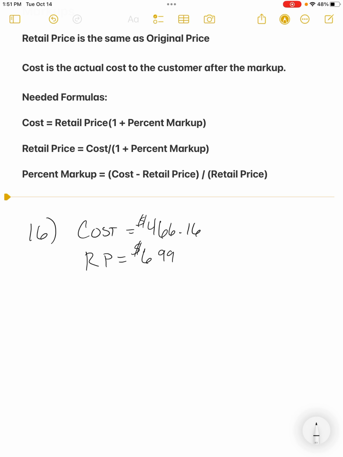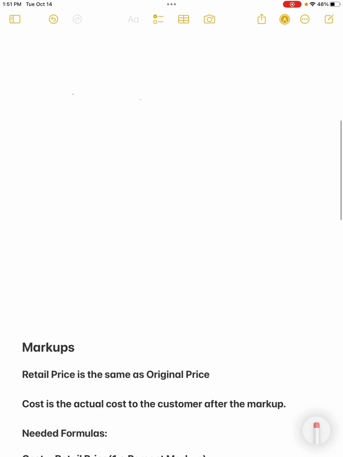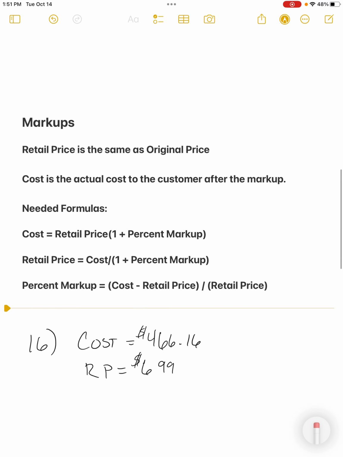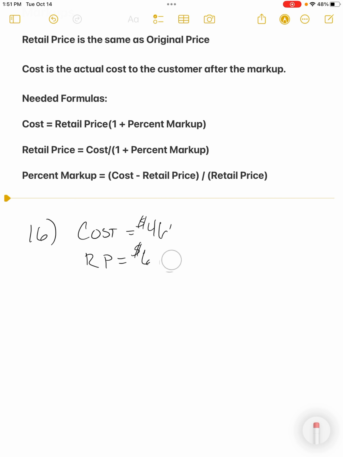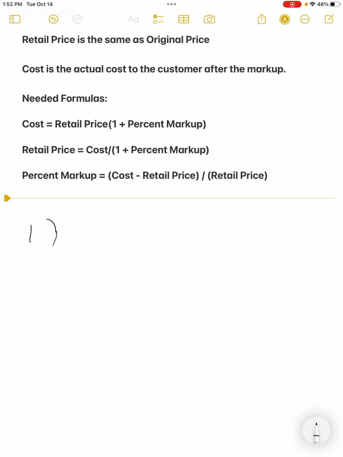Okay, so cost is what it is after, and retail price is what it is at the beginning. This problem seems to be a mistake because the retail price is higher. This was a discount, right? Because cost is what they're using for the actual cost to the customer after the markup, which worked perfectly in 14. So it looks like there's a mistake in the book for 16. So I'd like to skip that one. I was just kind of going in order to see what they had.